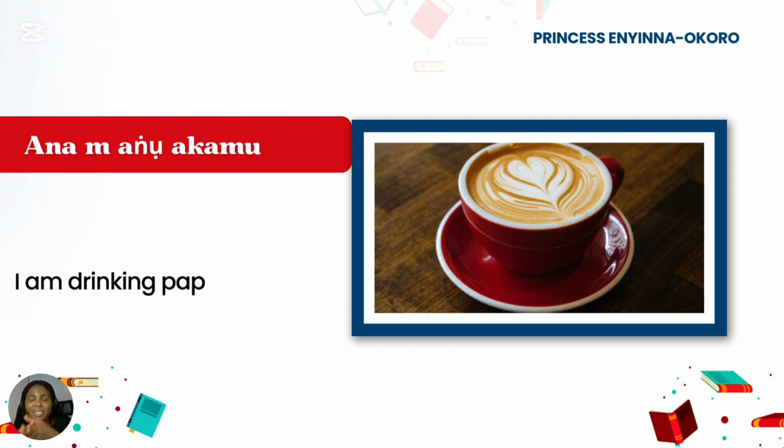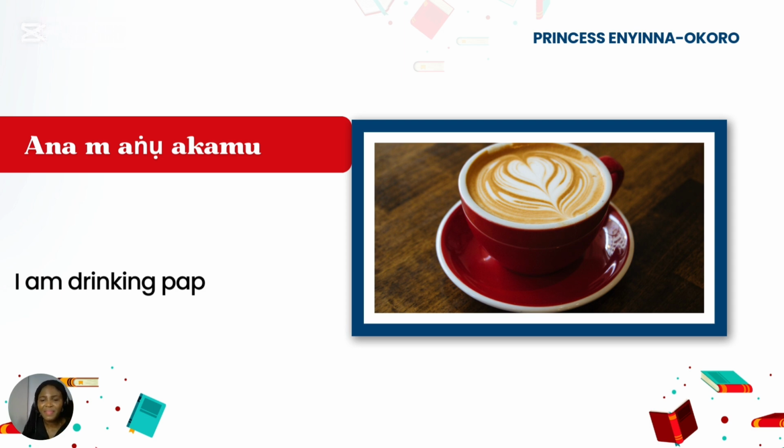Now let's go to this. What is this? This is pap. And it's one of my favorite foods. I really like pap, right? So in Igbo, we call it akamu. Say it again. Akamu. Now, if we want to say I'm drinking pap, we say ana m aṅụ akamu. For the last time, ana m aṅụ akamu.